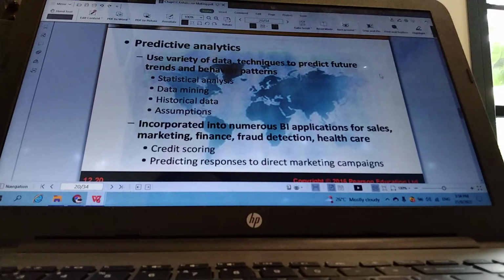This predictive analytic is incorporated into numerous BI applications for sales, marketing, finance, even fraud detection and healthcare, for the purpose of, for example, credit scoring, predicting responses to direct marketing campaigns, and so on. So definitely the investment in this BI system or BA system will be quite high, but in return, as you can see, there are many benefits, a long list of benefits or features that it comes with for the users to make use of.